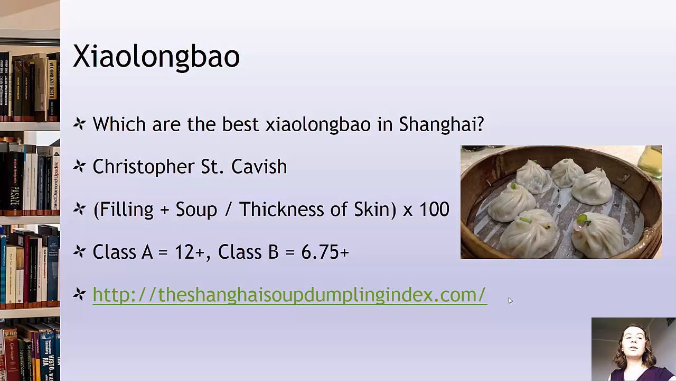But what if I don't think that the best dumplings can be observed or measured? Perhaps I'm more interested in people's perceptions of and attitudes to the dumplings they've eaten, and why they have particularly liked or disliked them, and their own beliefs about what the best dumplings are. If I decided that these are the kinds of answers I wanted to my research question, I'd take a very different approach to Christopher St. Cavish, and I might set up interviews or focus groups.